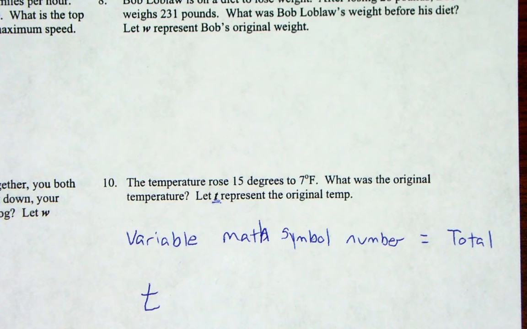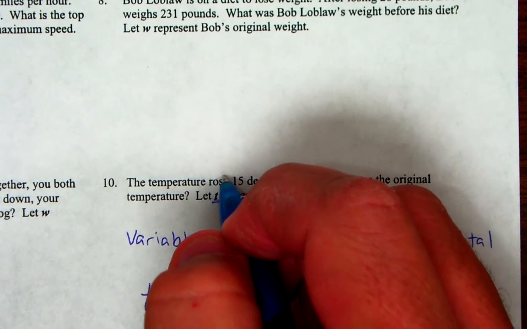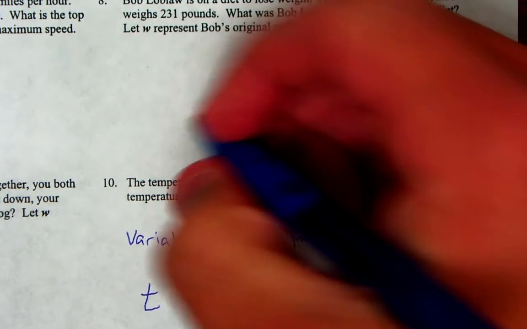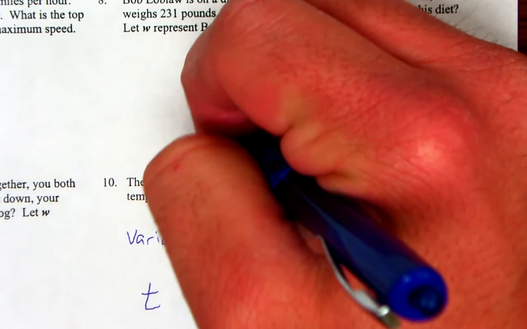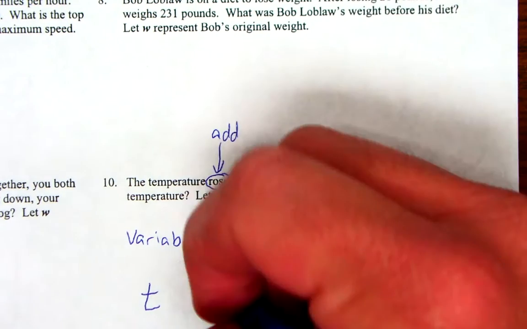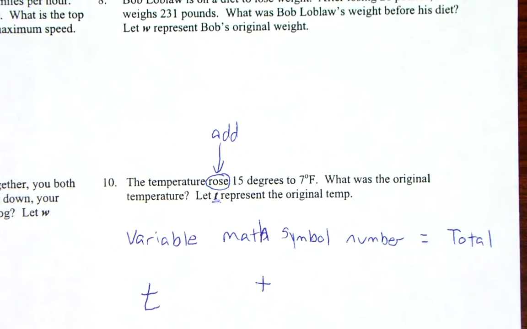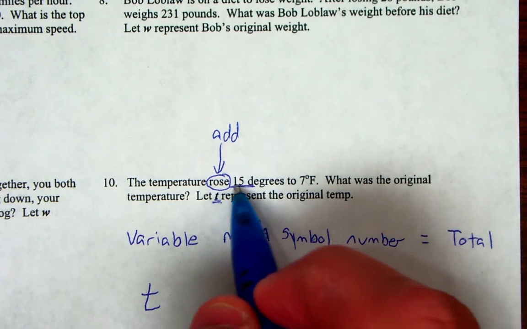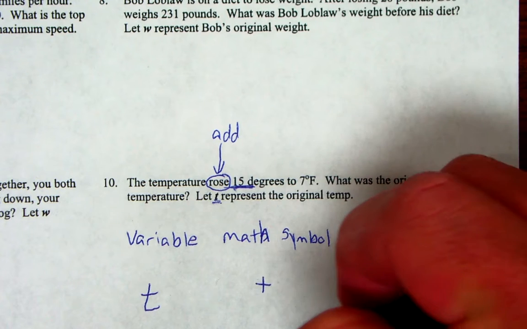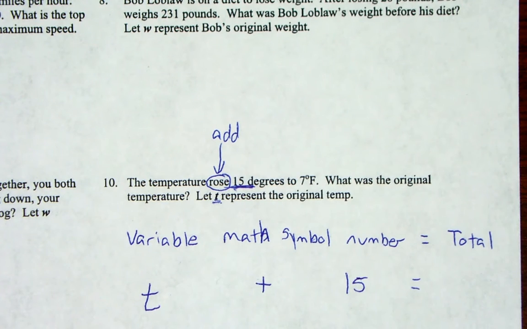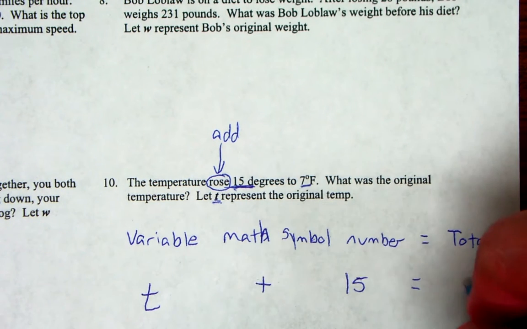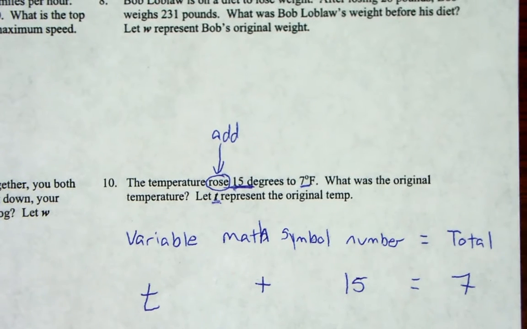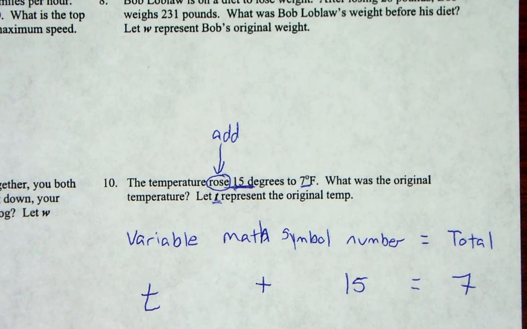Now let's go find my math symbol. The temperature rose. If you rose, that means you're going up. That means you are adding. So there's my math symbol. How much did it rise? It rose 15 degrees. So there's my number. And that was equal to how much? 7 degrees. Bam. Look at that. Just made the equation. Took you all of 30 seconds to make this. A nice easy meal right here.